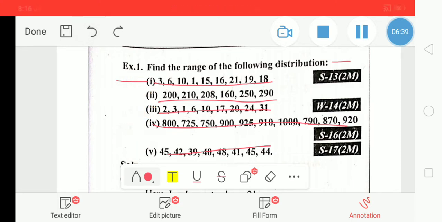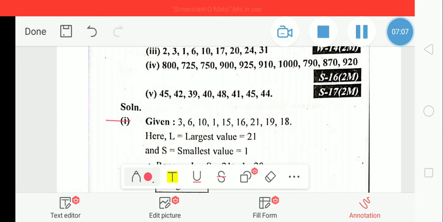So how is that possible? We know that range is equal to highest value minus lowest value. So 3 is the lowest value. Now the highest value is 19, no, here 21. So 21 is the highest value. So 21 minus 3 is the range of this distribution.